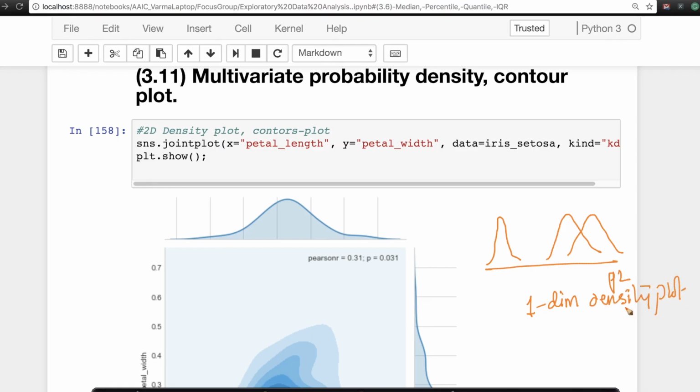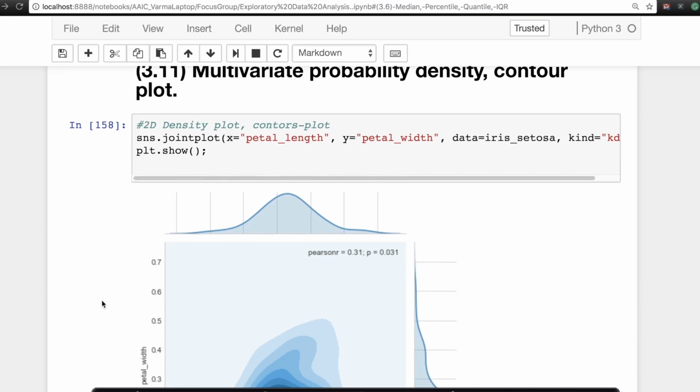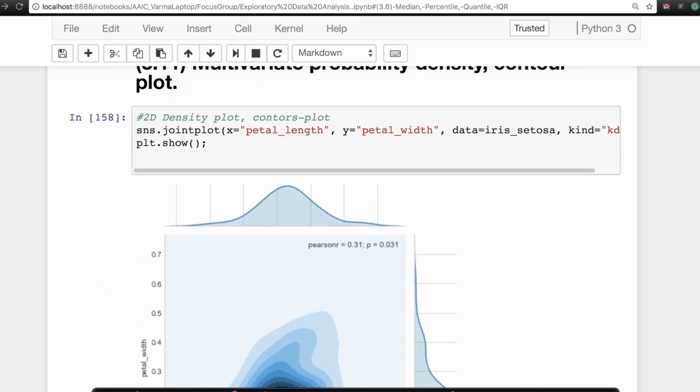Now my question here is, is there something called a two-dimensional density plot or a three-dimensional density plot or an n-dimensional density plot? So let's look at what a two-dimensional density plot actually means. Then of course we'll generalize it to 3, 4, n dimensions very easily. So let's go step by step. Here again the code is very simple.